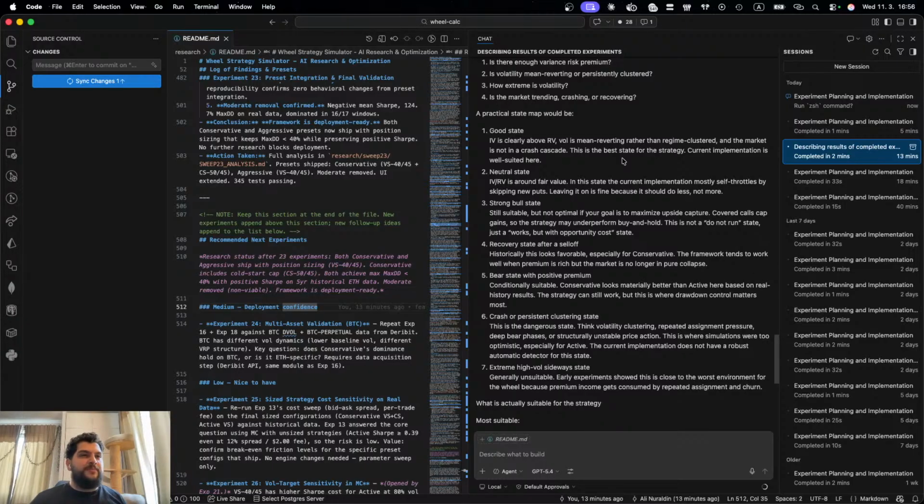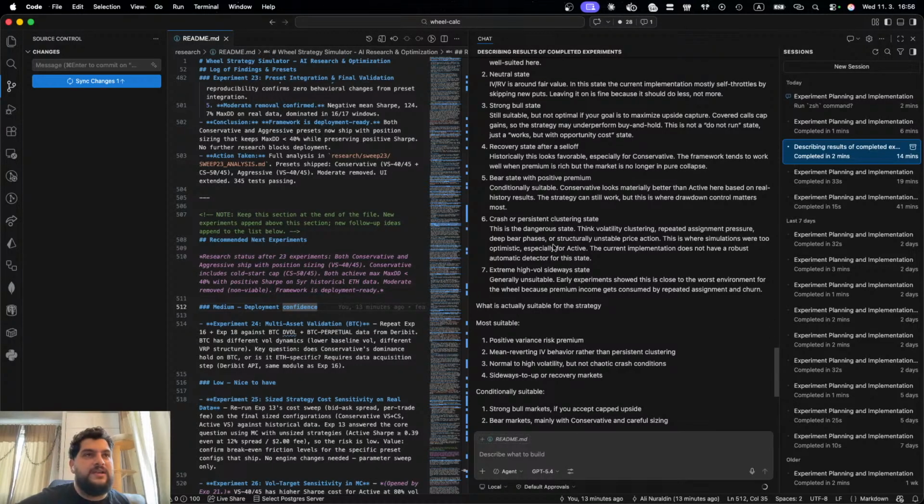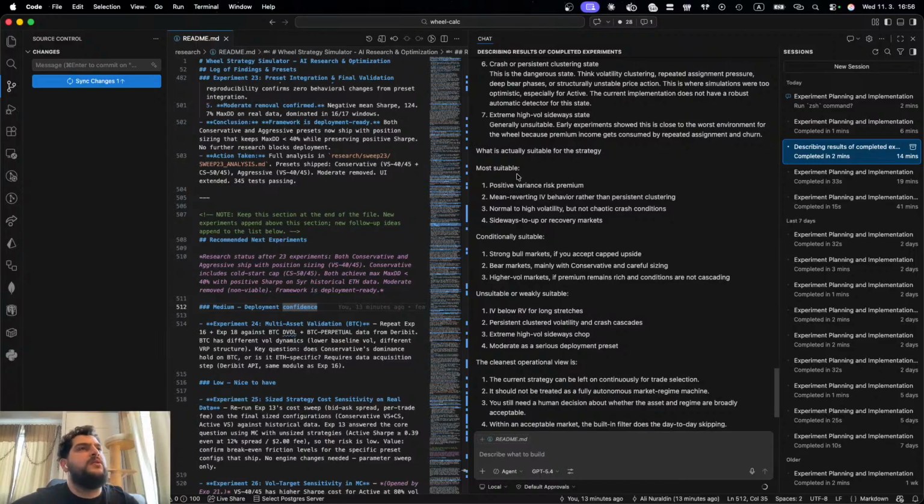Crash or persistent clustering state. This is a dangerous state. Think volatility clustering, repeated assignment pressure, deep bear phases, or structurally unstable price action. This is where simulations were too optimistic, especially for active. The current implementation doesn't have a robust automatic detection for this state. Extreme high volatility sideways state, generally unstable, unsuitable. Positive variance premium, mean reverting, most suitable.